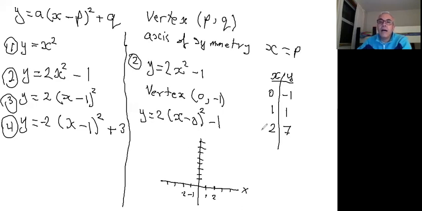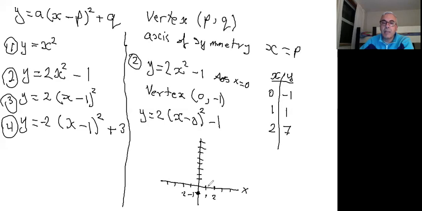So again, the first thing I graph is my vertex, which is 0 and negative 1. So 0 and negative 1 is right here. That's where my vertex is. My axis of symmetry again, AOS, is x equals 0, because it's x equals p, and the p again is 0. So my y-axis is my axis of symmetry.